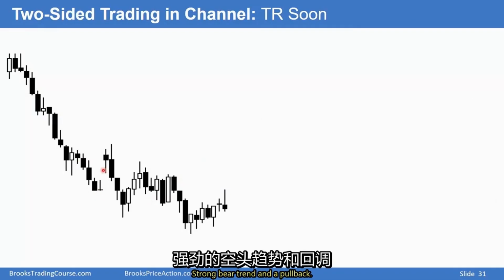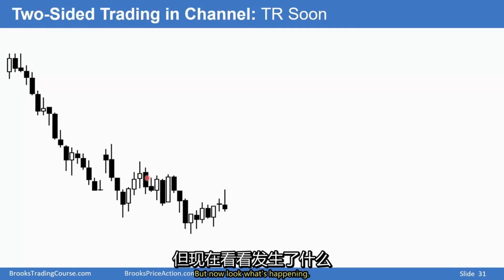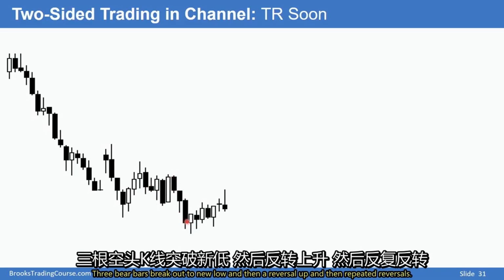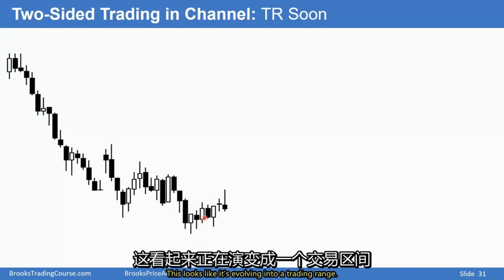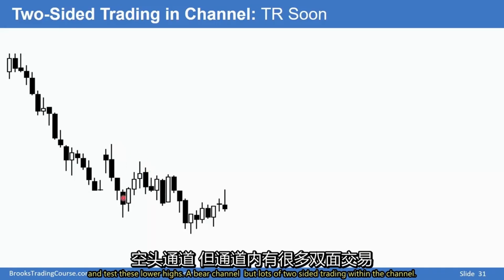Strong bear trend and a pullback, still a pretty good bear trend. But now look what's happening. Bear bar and then a pair of bull bars, bear bar, bull bar. Three bear bars, breakout to a new low, and then a reversal up, and then repeated reversals. So we have a strong bear trend and now a weaker bear trend. This looks like it's evolving into a trading range. Probably not much more down before we start to go sideways and test these lower highs.